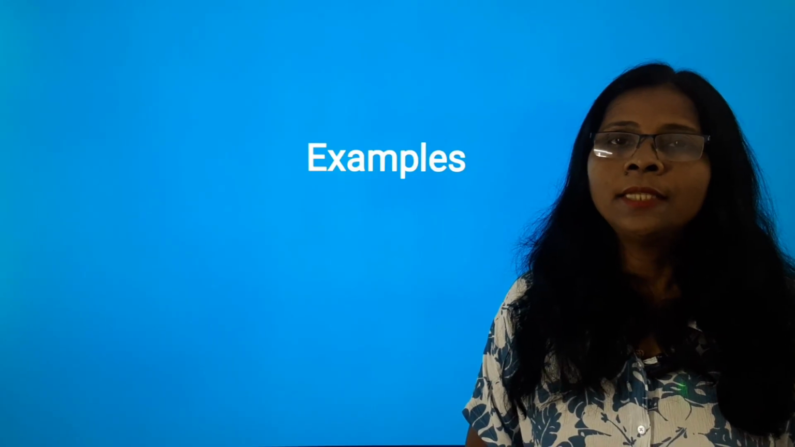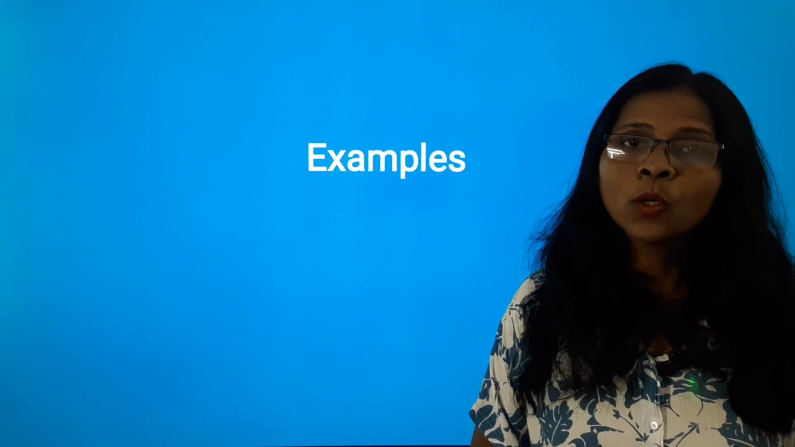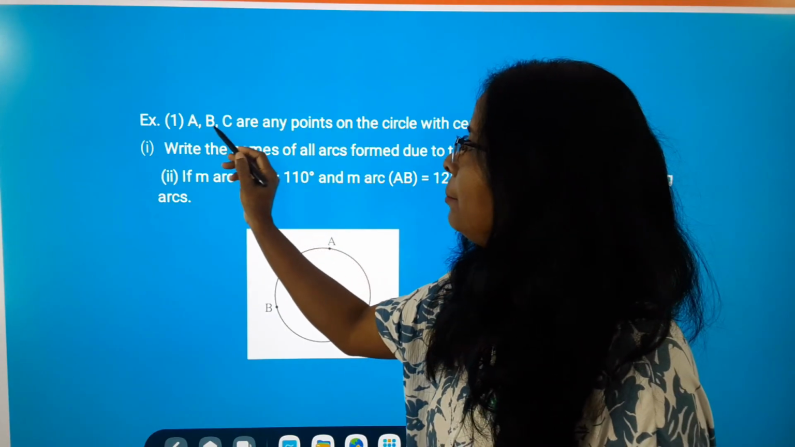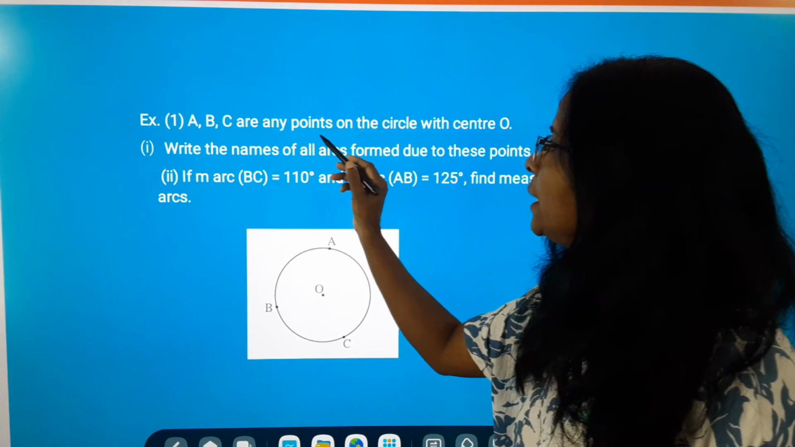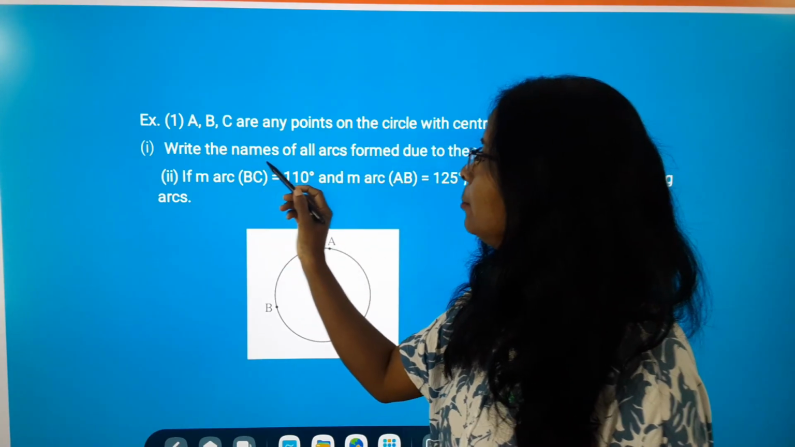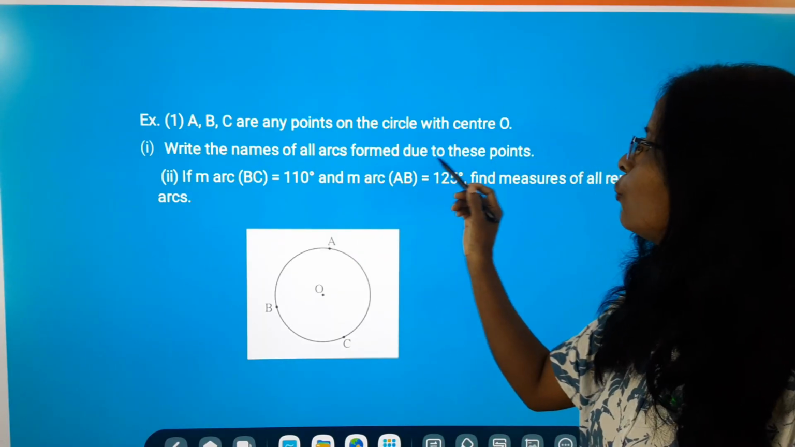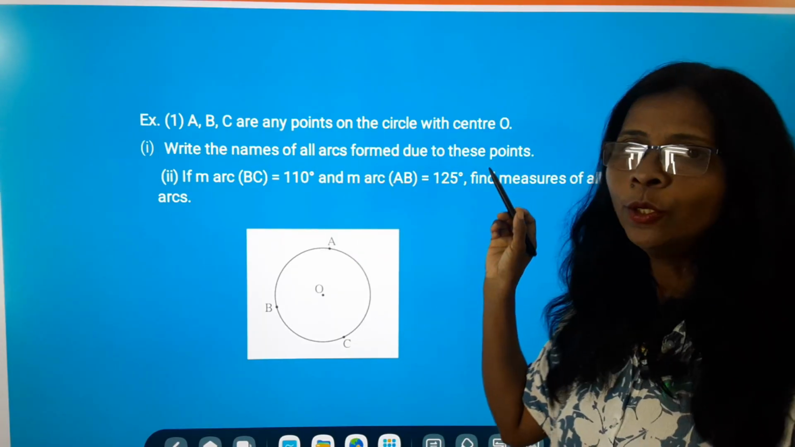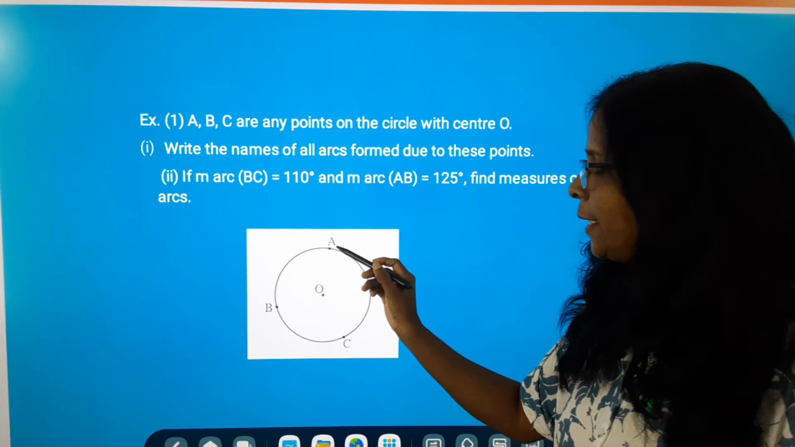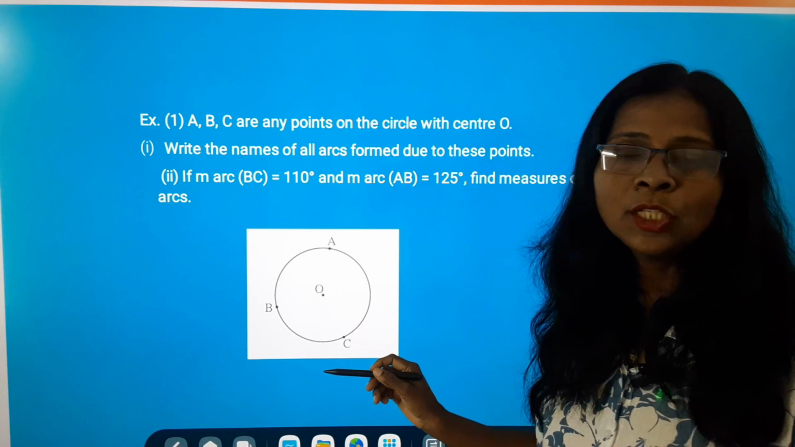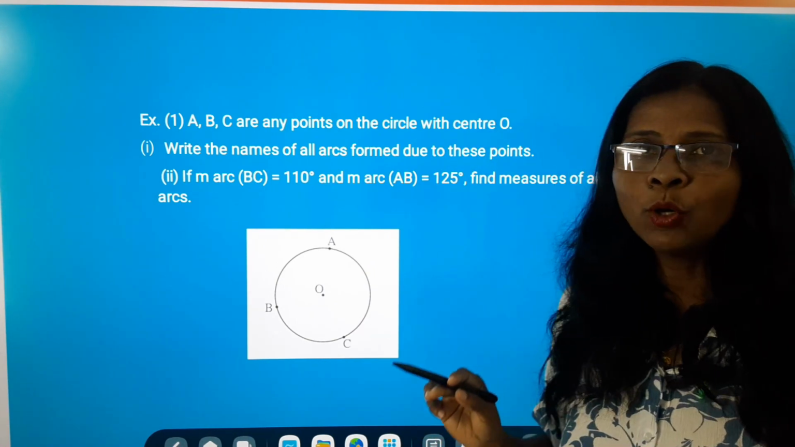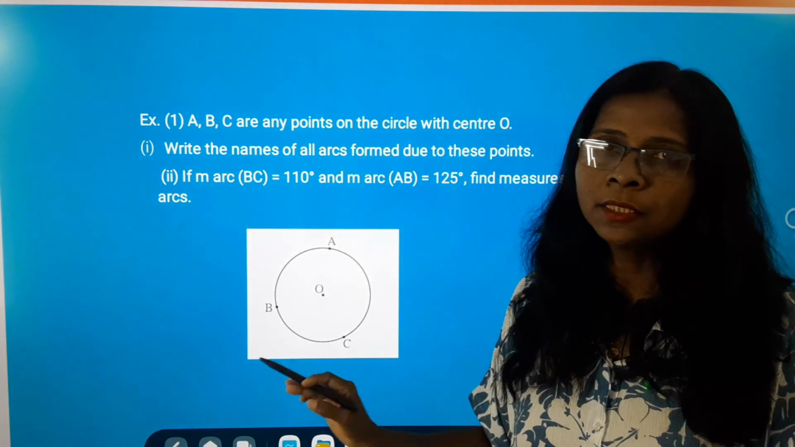Let us study the examples on the basis of the congruent chords. A, B, C are any points on the circle with center O. Write the names of all arcs formed due to these points. So here in this figure there are the 3 points A, B, C which are lying on the circle, and we have to write down the name of all the arcs made by these points.